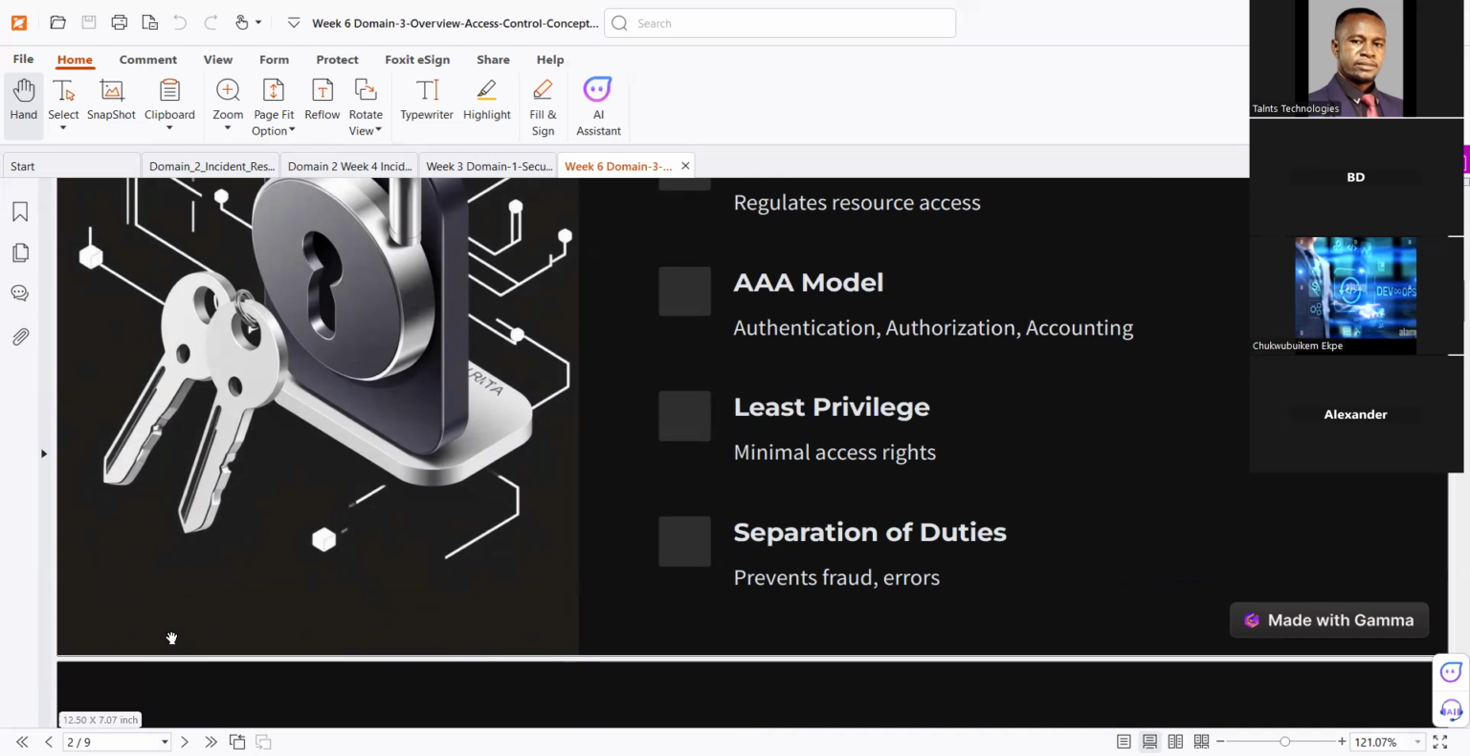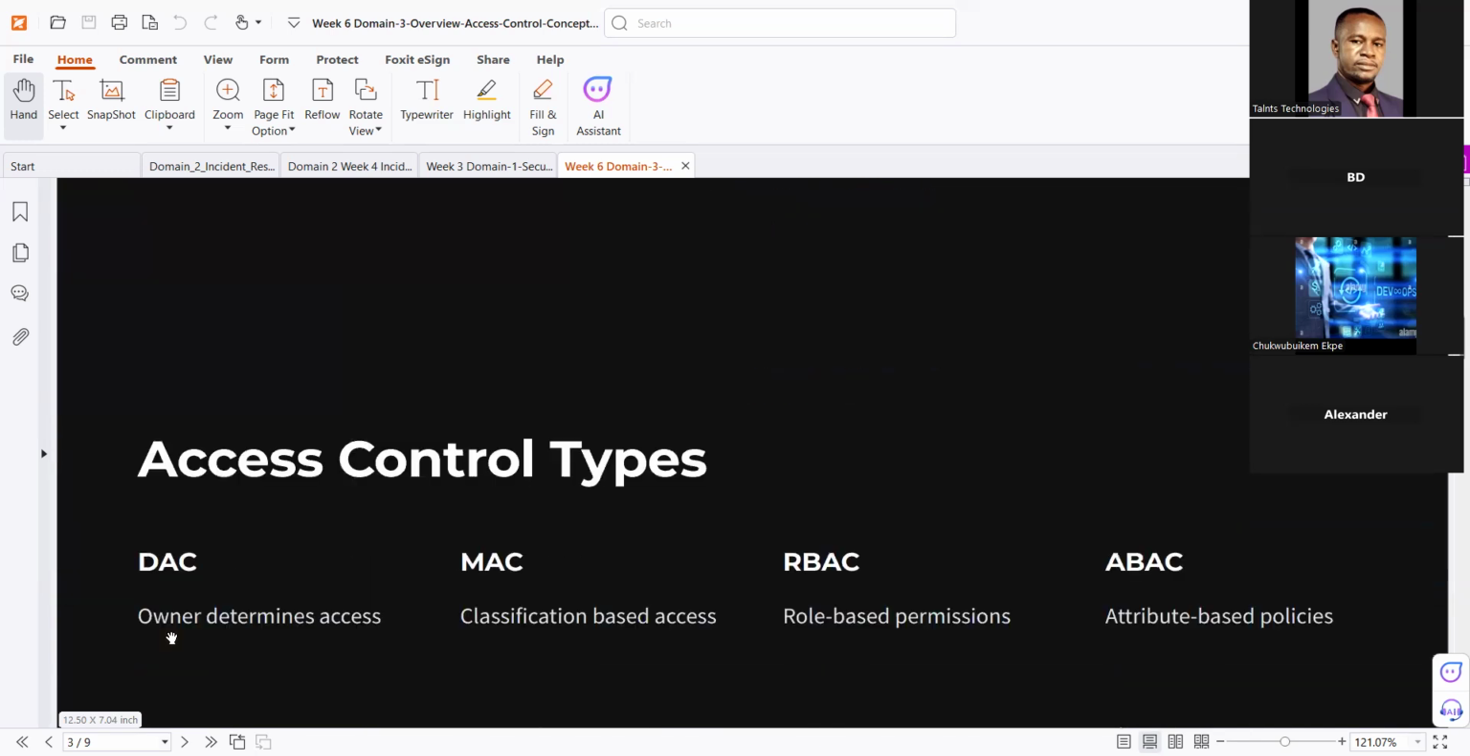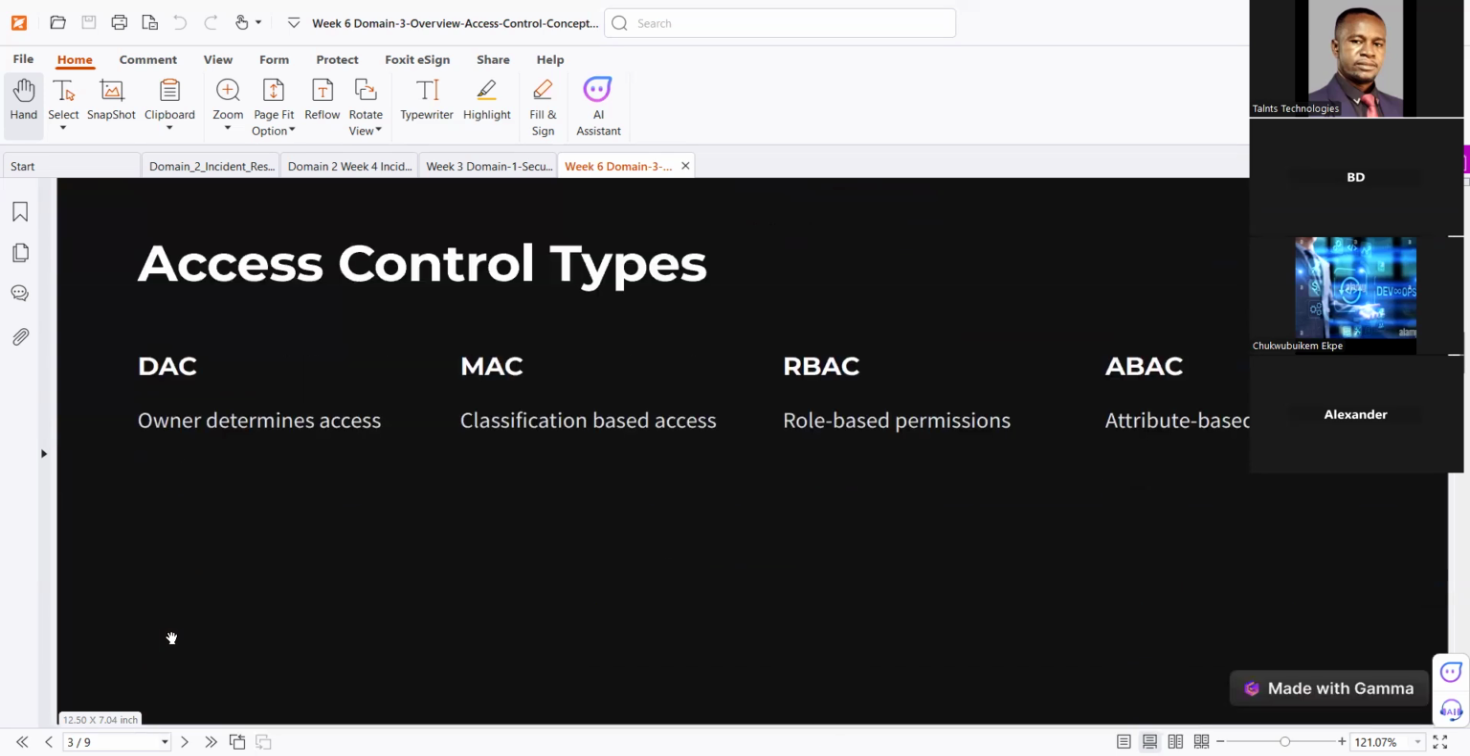Least privilege is the minimum access a user can get in an organization. At the very least, every user in an organization should be able to have access to their email, which is a working tool. Now, we look at separation of duty. Access control helps us to prevent fraud and errors. This is what I was trying to explain before.